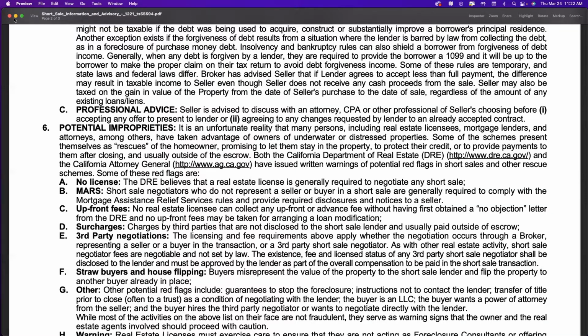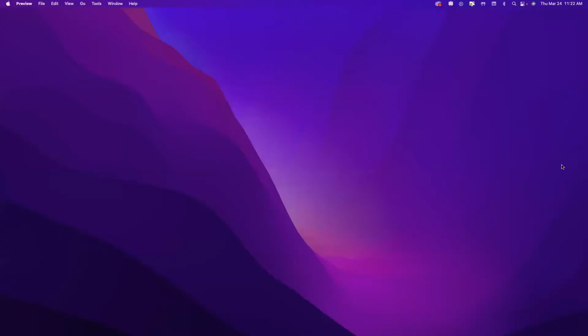And I know that sometimes that could be troublesome, right, because you get a seller who says, well, wait a minute, I accepted an offer that was less than this. Well, sorry. This is what you chose at the time, okay? So that was the short sale information advisory.